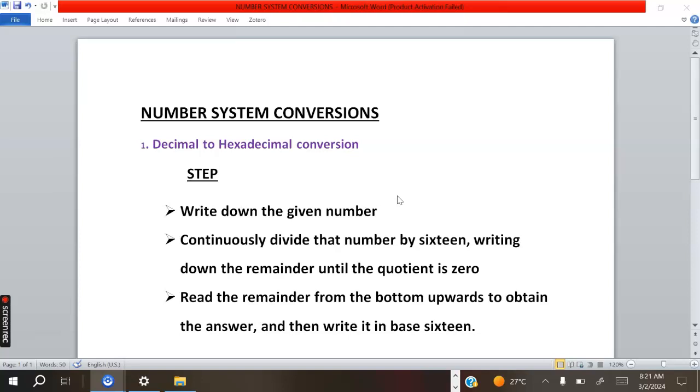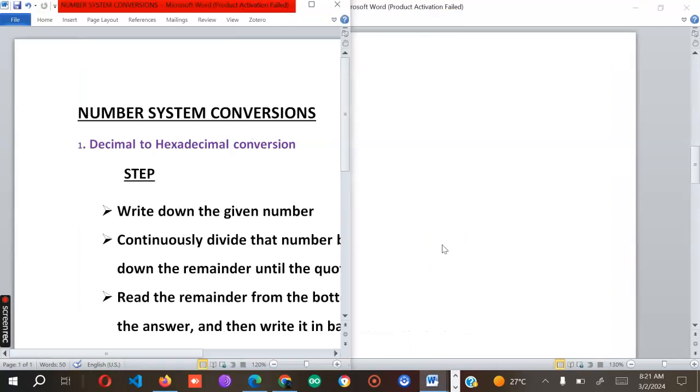Okay, let's convert a decimal number to hexadecimal, and these are the steps we take. Number one, you write down the given number. Step number two, you continuously divide the number by 16, writing down the remainder until the quotient is 0. And lastly, you read the remainders from the bottom upward to obtain the answer. The answer is supposed to be in base 16. Okay, let's dive into the examples. Let me have two screens to make the work easy.